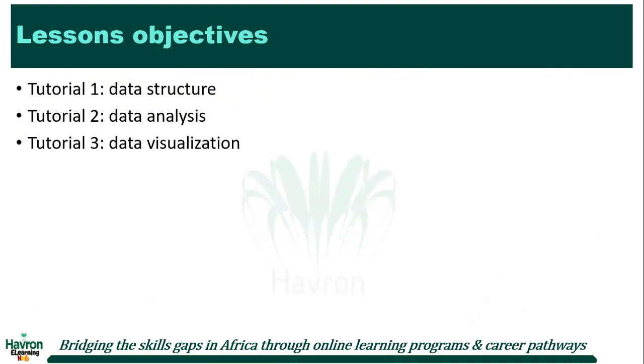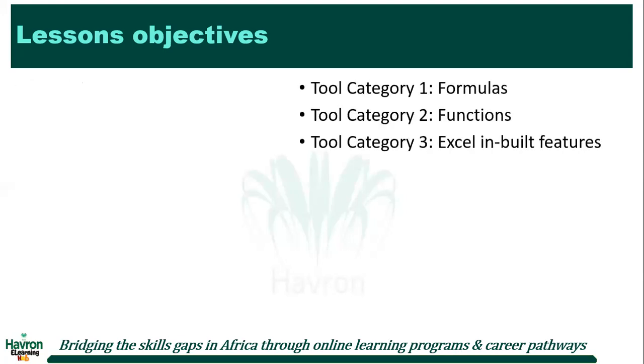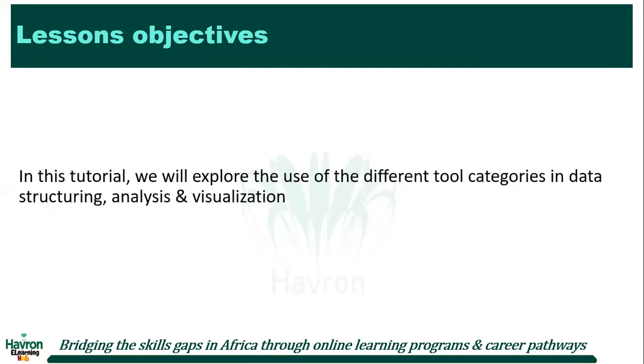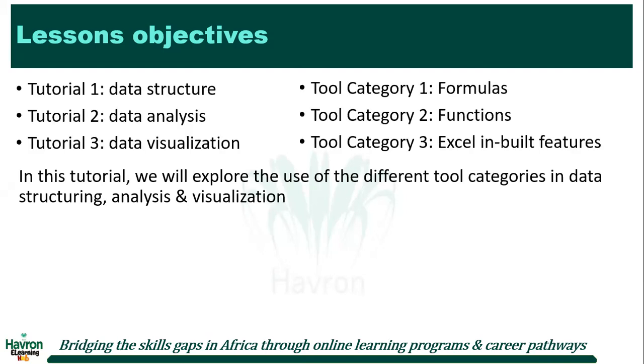Now, let's look at some of the things that we hope to achieve in this tutorial. Like I said, there are 3 key steps that we have outlined in this tutorial. We'll be looking at data structure, data analysis, and data visualization. Now, we'll be looking at the tools that will help us to achieve those 3 steps. The tools that we'll be exploring are formulas, that's Excel formulas, Excel functions, and Excel inbuilt features. So we'll be able to look at how we can use these three categories of tools to structure data, to analyze, and visualize. So this is what we are going to be exploring.